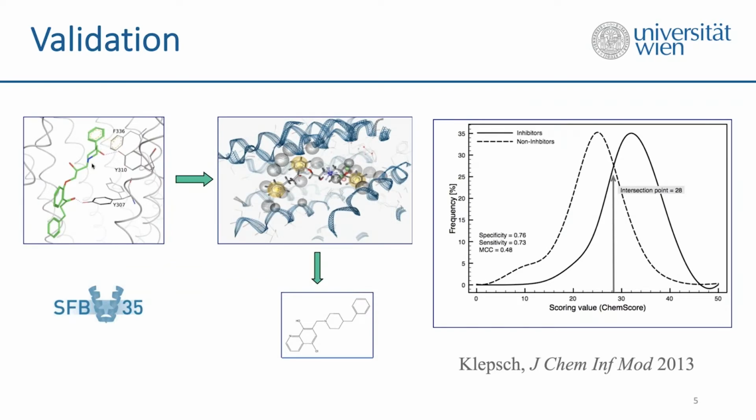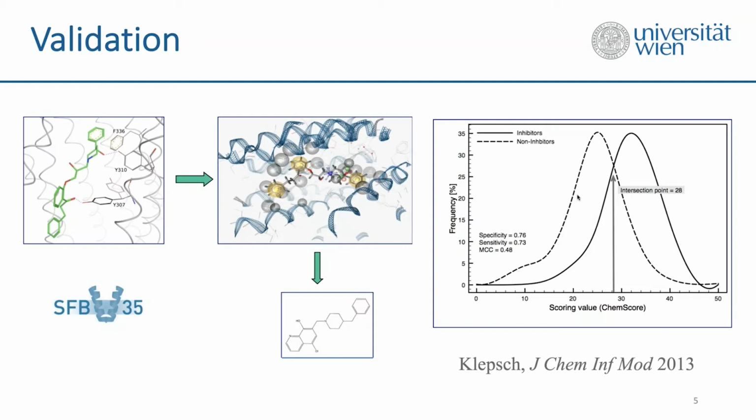That means, for example in this case, we transform this docking pose into a structure-based pharmacophore model. We screen a compound library, we order the top-ranked hits, and we test them to get proof that we are also able to make predictions which at the end of the day are valid and allow us to identify new inhibitors.